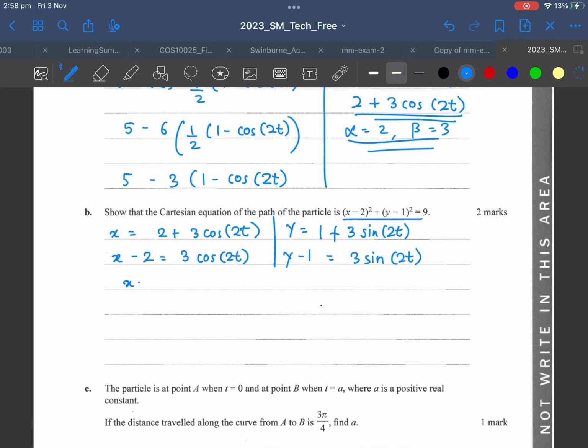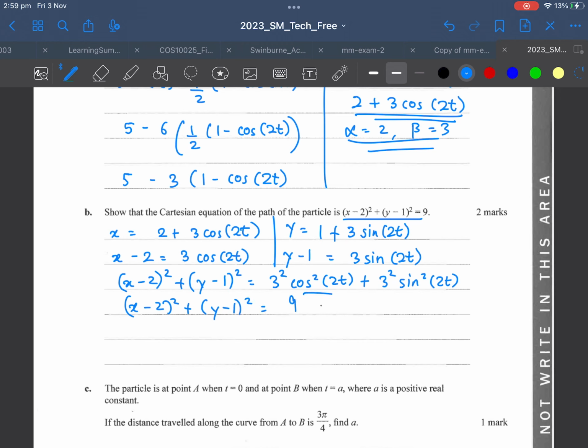Okay, so now we can say (x − 2)² + (y − 1)² = 3² cos²(2t) + 3² sin²(2t). So then we'll get (x − 2)² + (y − 1)², which equals 9, because this would end up being 1. There you go, so that's proven.